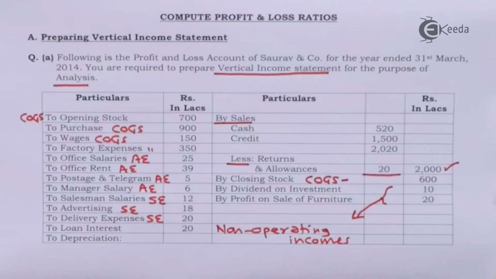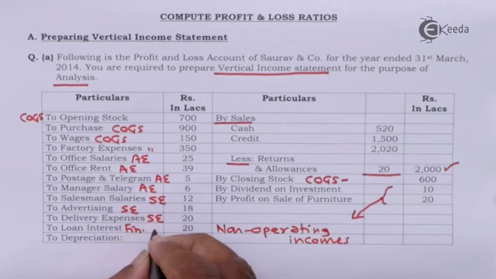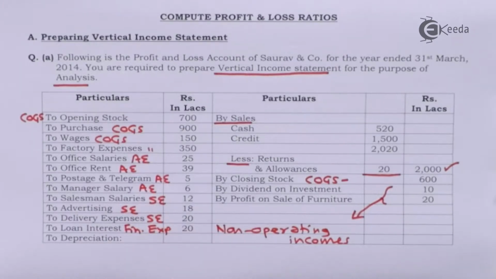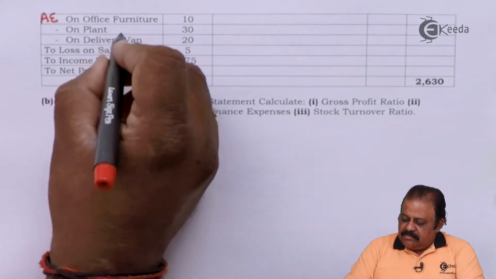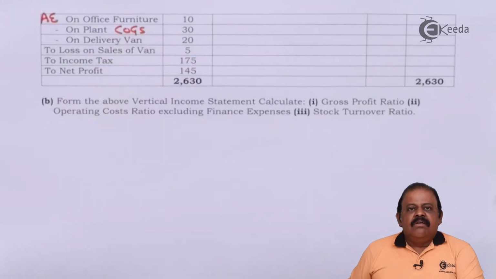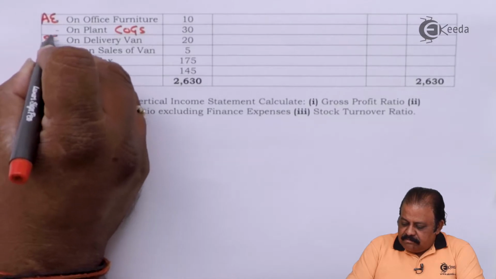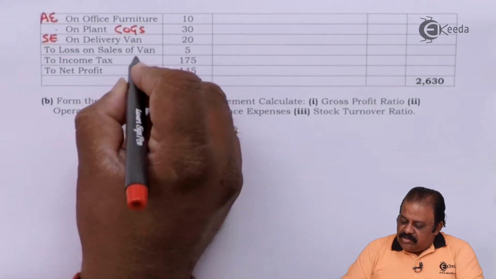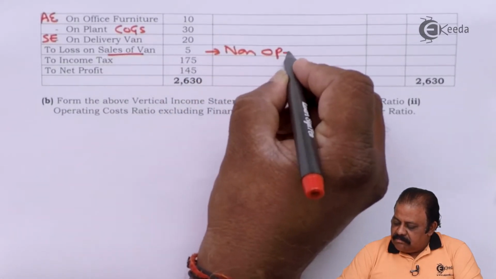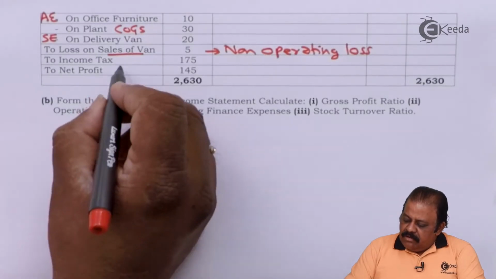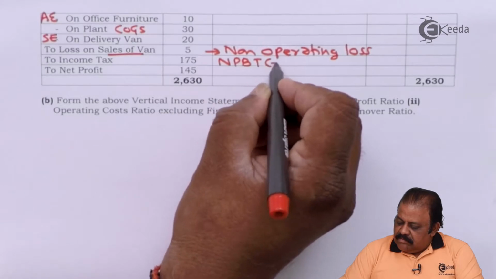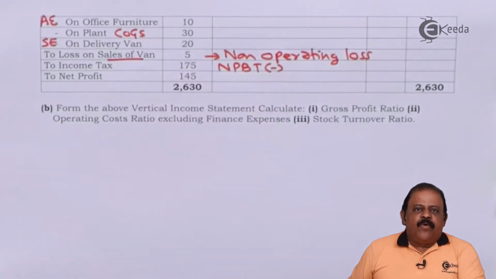selling expenses, loan interest, financial expense, depreciation on furniture, administration expense, depreciation on plant, cost of goods sold, depreciation on delivery van, selling expense, loss on sale of van. This is non-operating loss. This will be deducted from operating profit. Income tax, this will be deducted from net profit before tax. And finally, we have net profit.